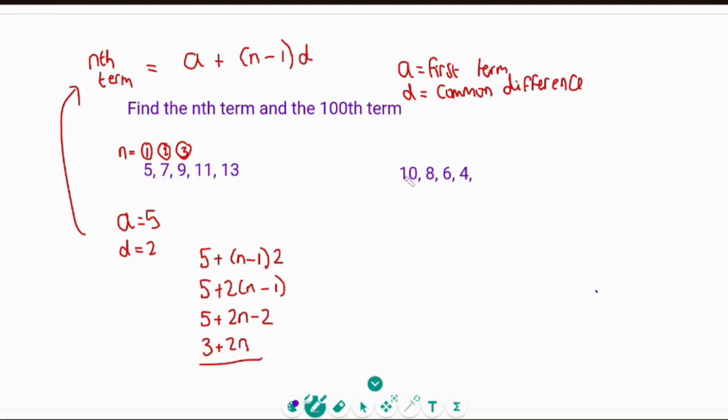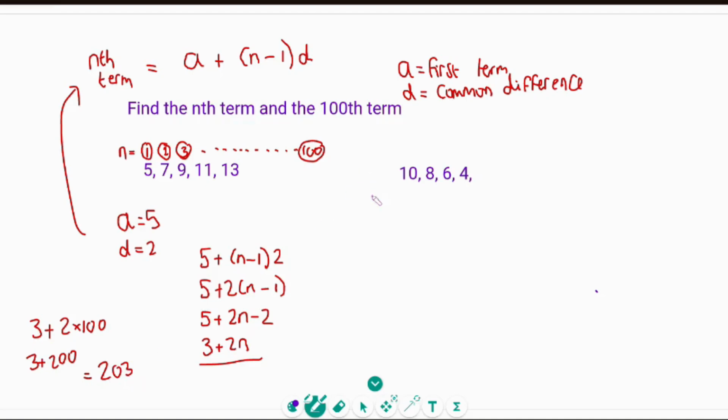Okay, let's do the 100th term as well. So for the 100th term, n is 100. It's like skipping ahead. N is 100. What would the number in the sequence be? So we replace n for 100, and it would be 203.